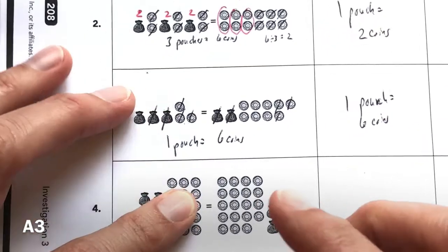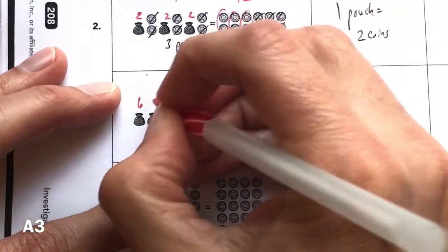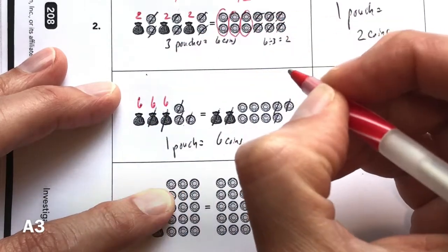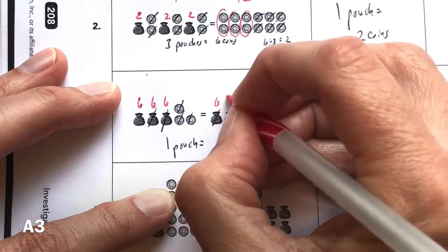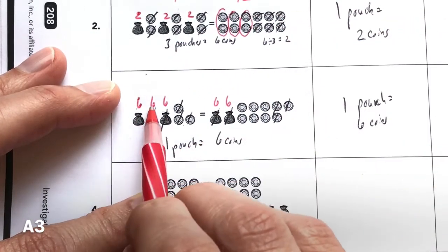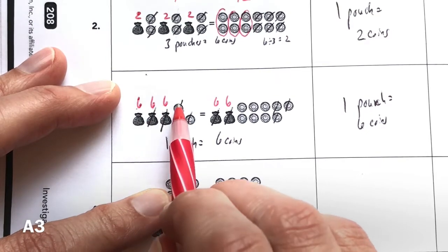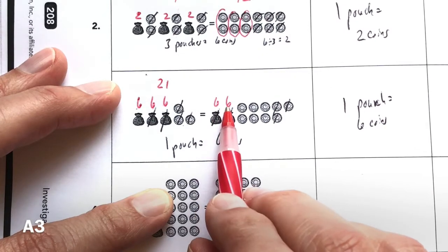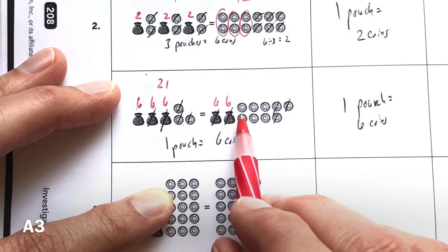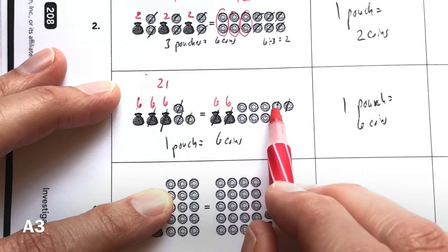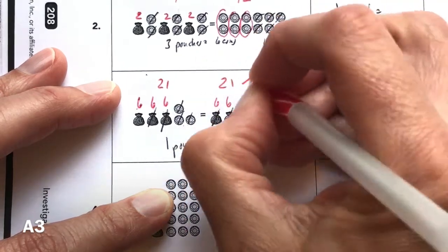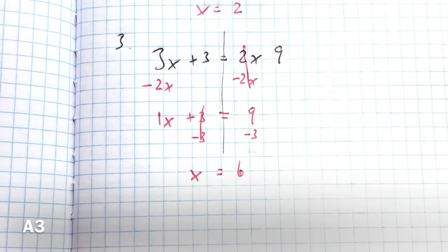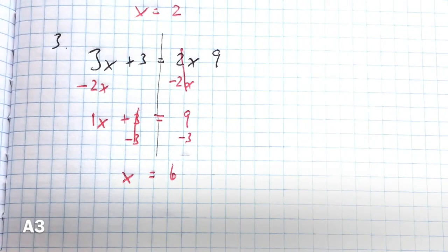Now let's check that to make sure we're correct. So if I put 6 in each of these pouches, and 6 here as well. So it's going to be 6, 12, 18, 19, 20, 21 for this side. 6, 12, 13, 14, 15, 16, 17, 18, 19, 20, 21. That checks. All right, let's try this one over here.